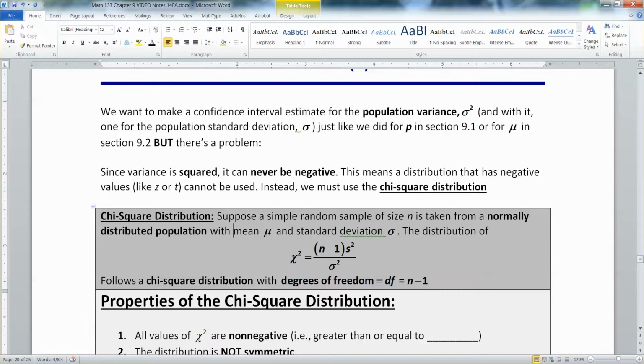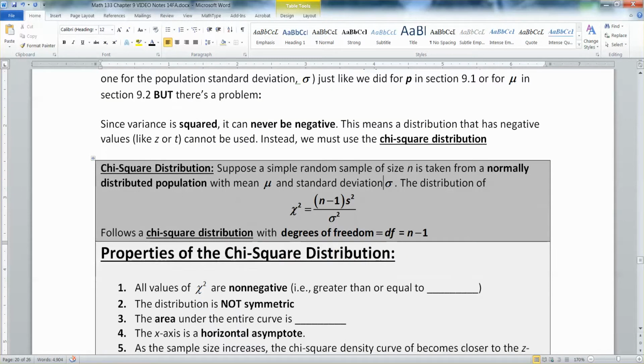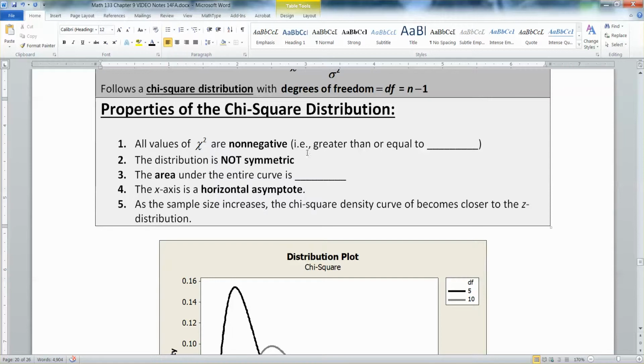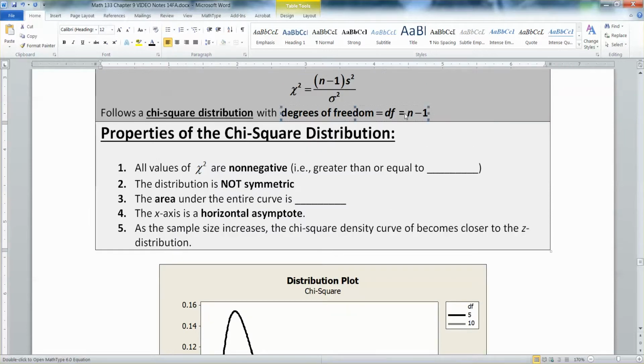If you have that, then the distribution of chi-squared, that's what that symbol is. It looks like an X, but it's actually the Greek letter chi. The distribution of chi-squared follows the chi-square distribution with degrees of freedom n minus 1. Oh, there's that degrees of freedom again. All right, so we have degrees of freedom n minus 1. Now realize that in the chi-square distribution, let me highlight that degrees of freedom n minus 1 business. We don't want that to sneak away from us.